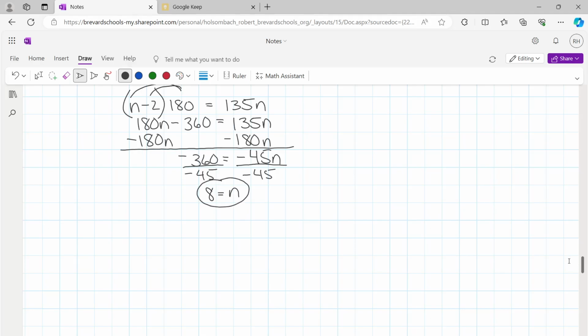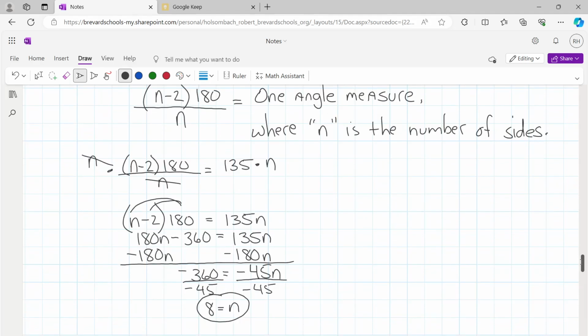So what that tells us is that a regular polygon with one interior angle measure of 135 degrees has 8 sides. That's an octagon. All right, so you're using your sum of the interior angles formula, and you're dividing it by the number of sides and setting it equal to one of the interior angle measures. And when you solve for n, it gives you the number of sides.